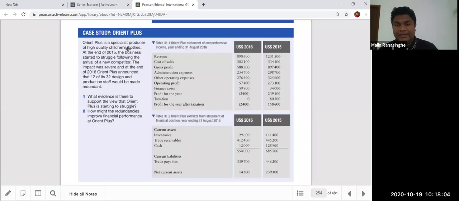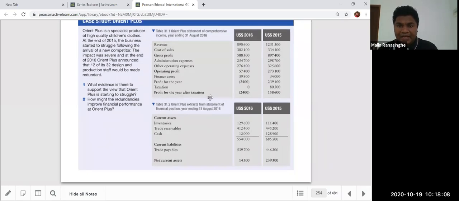Furthermore, you can go to the second table, the SOFP. They are giving an extract, not the whole one, from the SOFP. You can see current assets there.